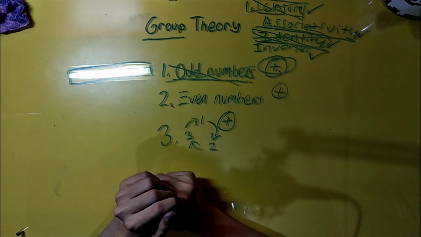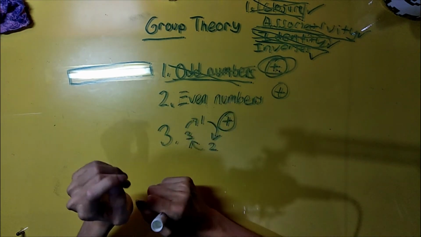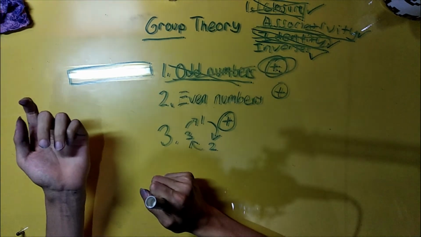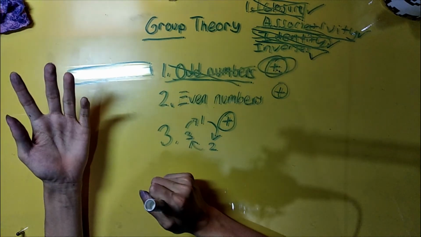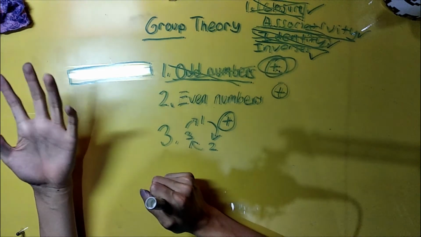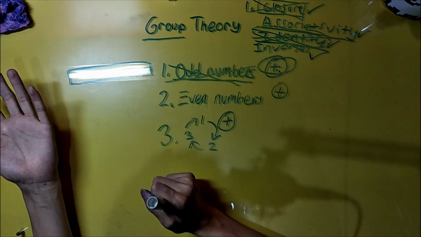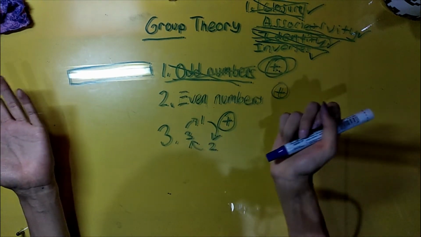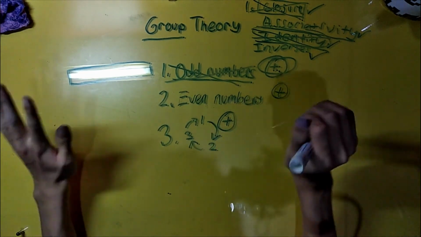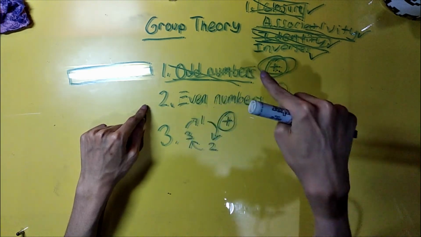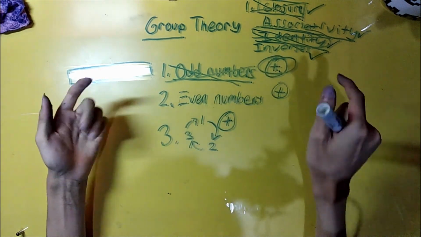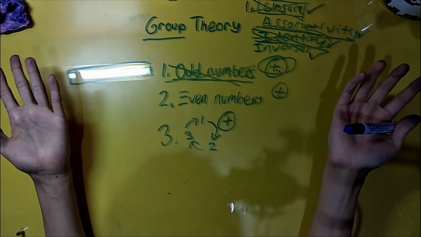Alright, next. Even numbers. Do they form a group? You might be convinced or persuaded to think that, oh, if the odd numbers don't form a group, then the even numbers must also not form a group. But that is actually not the case. Because what happens when you take an even number and you add it with another even number? You're always going to get an even number, no matter what it is.